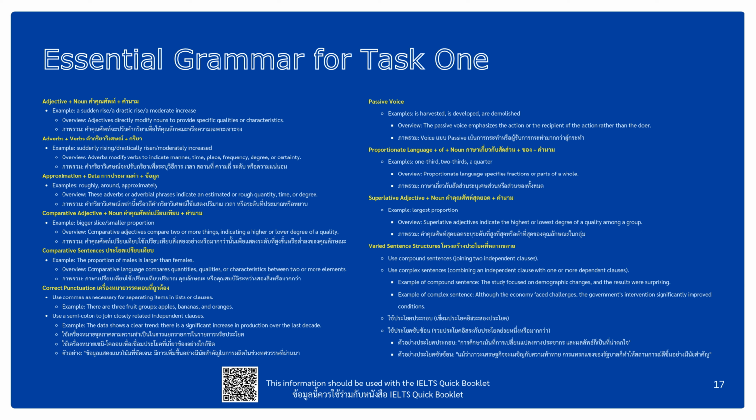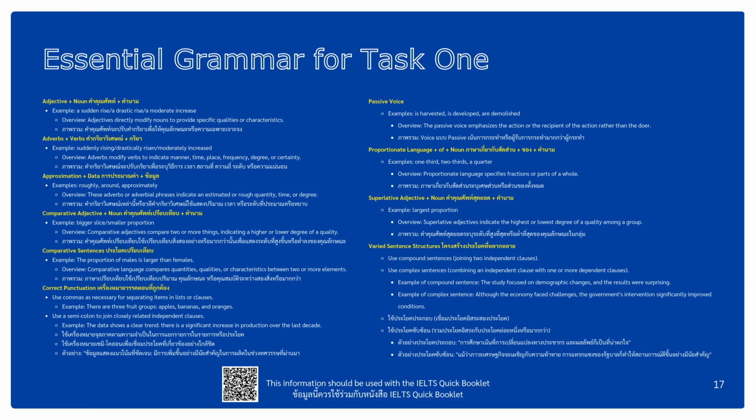The passive voice is also important. For example, is harvested or are demolished. The passive voice focuses on the action or the recipient, not, in fact, the doer. Proportionate language plus of plus a noun, for example, 1/3, 2/3, or a quarter, shows parts of a whole. We also have the superlative adjective plus a noun, for example, largest proportion. These superlative adjectives are used to indicate the highest or lowest degree among a certain group.